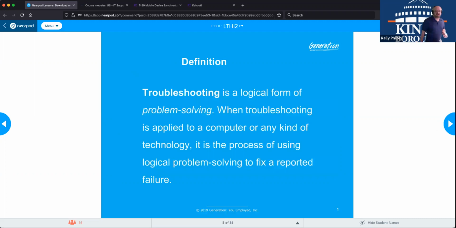All right, Danielle, can you please give us a definition of troubleshooting? Troubleshooting is a logical form of problem solving. When troubleshooting is applied to a computer or any kind of technology, it is the process of using logical problem solving to fix a reported failure. Excellent. Very quick, concise. We're using a very logical step-by-step process. We follow that process every time in order to fix a problem, essentially.